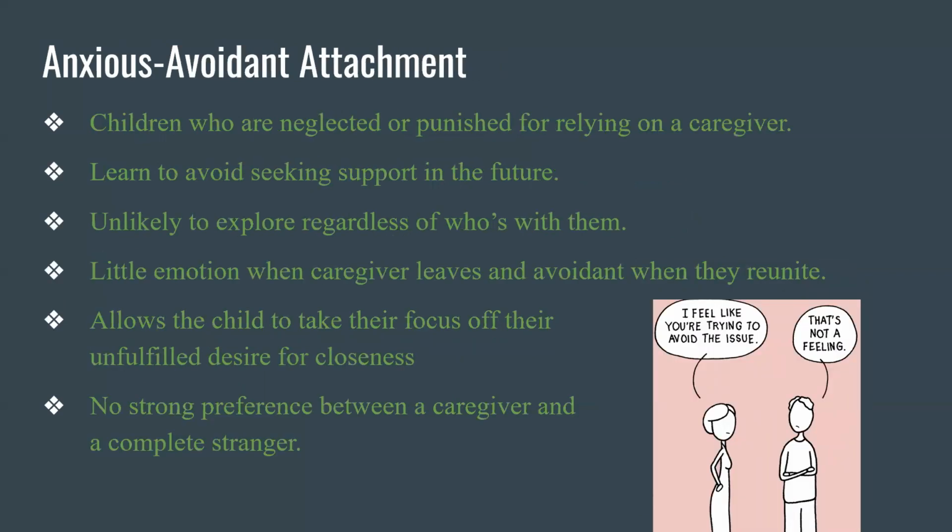Children who are neglected or punished for relying on a caregiver will develop an anxious, avoidant attachment style. They will learn to avoid seeking support in the future. They are unlikely to explore regardless of who's with them. These children will have little emotion when their caregiver leaves and often avoid them when they reunite. It is believed that this avoidance allows the child to take their focus off of the unfulfilled desires for closeness to the caregiver. Additionally, there is not usually a strong preference between caregiver and a complete stranger.